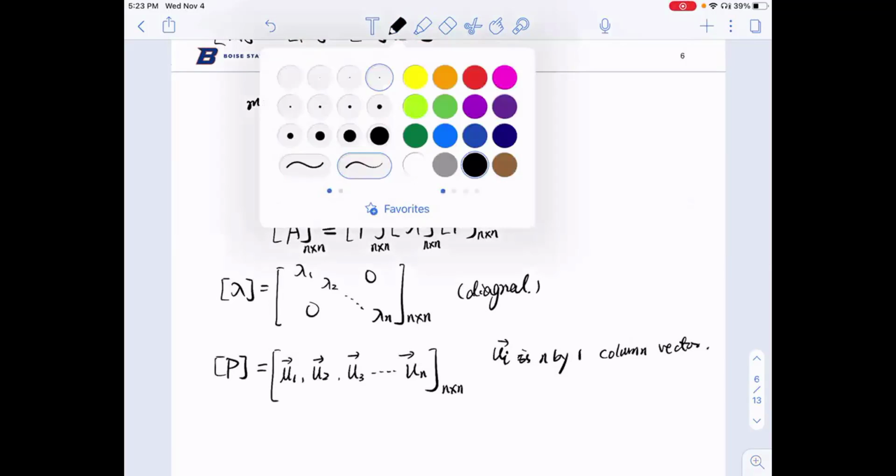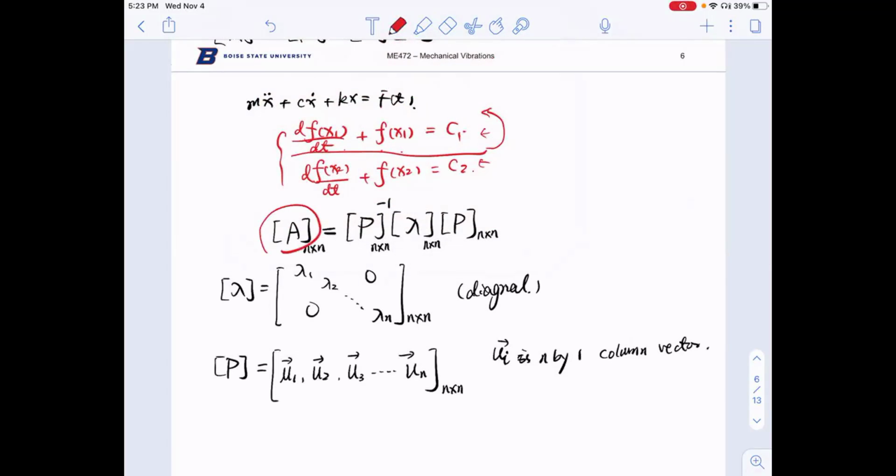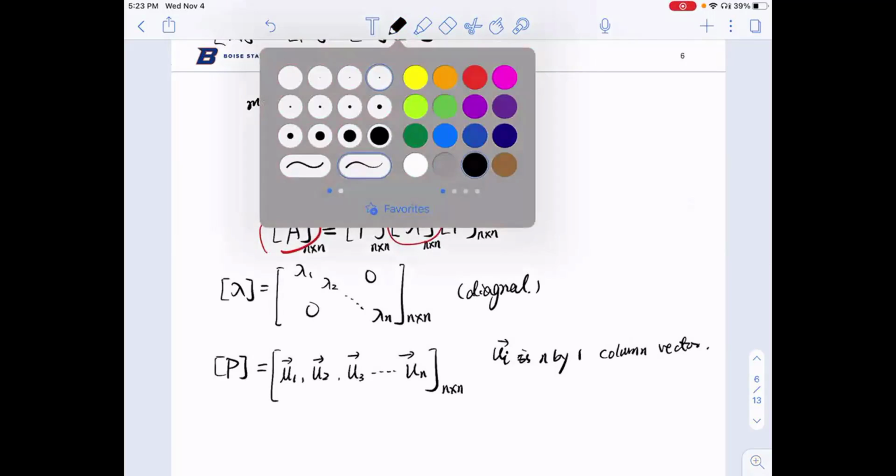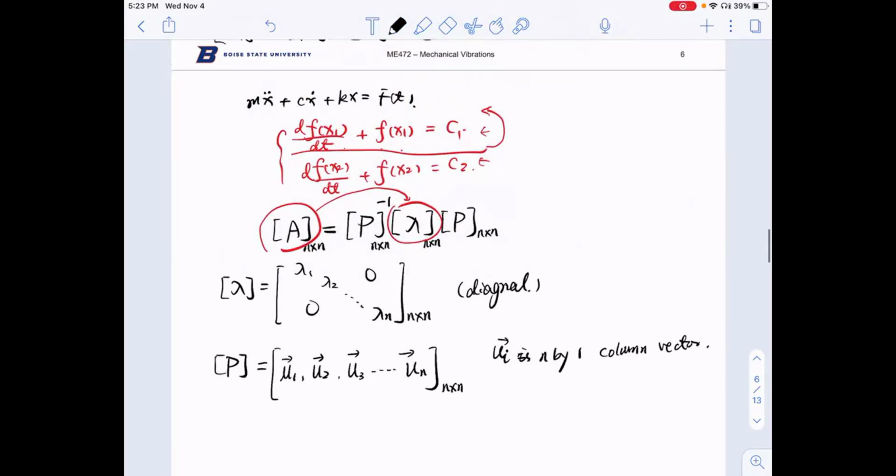So what we do is we convert a matrix A into a diagonal matrix lambda. The way we do it is we multiply A by a so-called matrix P. So how can we find your lambda and your P? Your lambda 1, lambda 2, all the way to lambda n, we call them eigenvalues of matrix A. And similarly, your U1, U2, all the way to UN, these are column vectors. We call them eigenvectors of A.